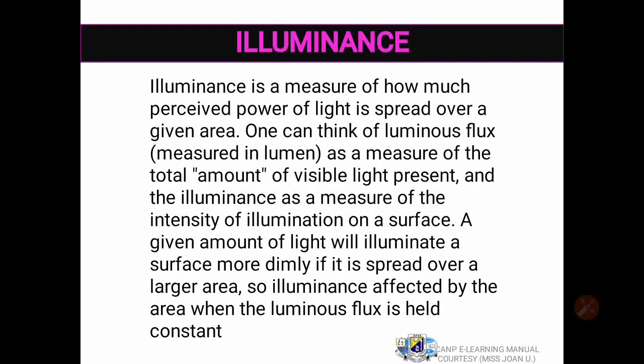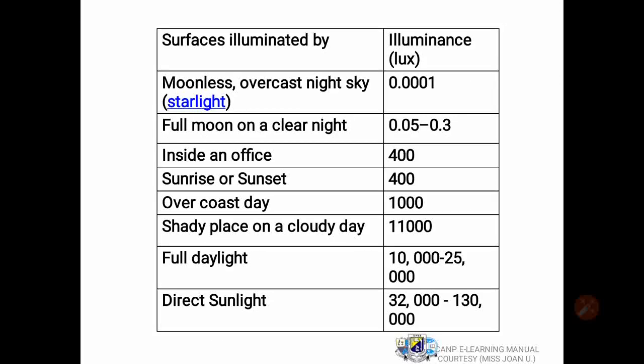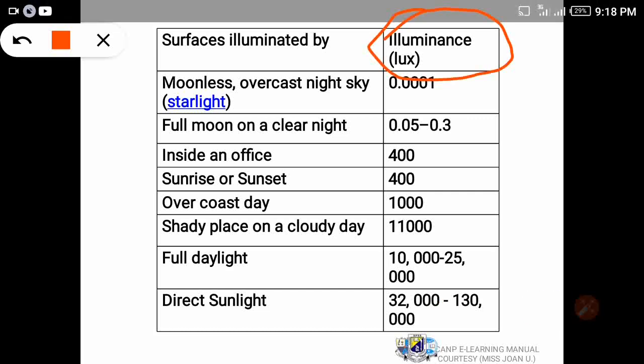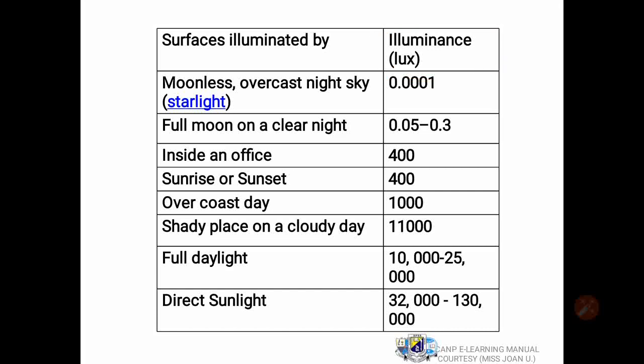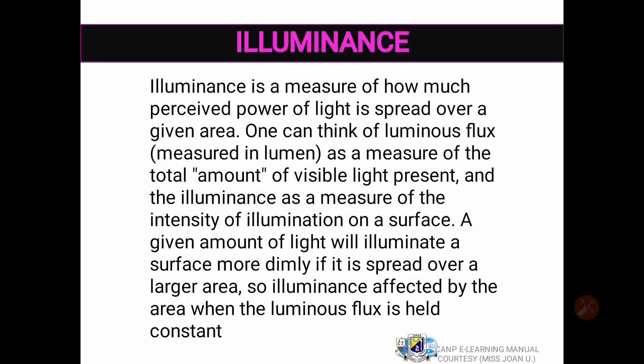Now, let's look at the word illuminance. Illuminance, as you have seen, let me go back again. Look at the top of this table here. What did you see? Illuminance. So take note. Illuminance is a measure of how much perceived power of light is spread over a given area. One can think of luminous flux, which is measured in lumen, as a measure of the total amount of visible light present, and the illuminance as a measure of the intensity of the illumination of a surface.